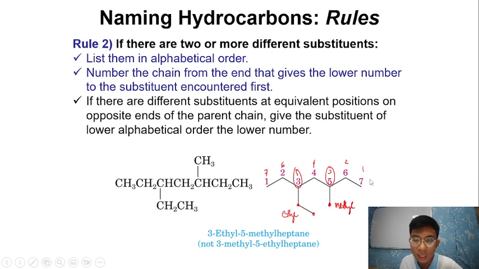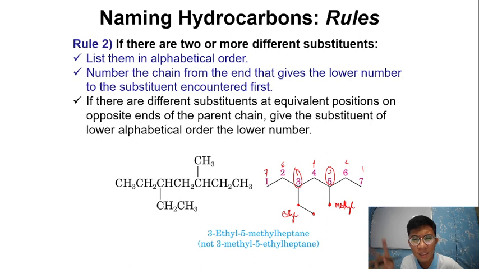Oh, yun pala, nakalimutan natin. Ilan yung carbons sa parent? So, 7. So, hep. And dahil naman pinag-uusapan natin ay mga alkanes, ang alkane na pinag-uusapan natin dito ay heptane. So, that's why the name is 3-ethyl-5-methylheptane. Okay? So, ito, mali yan kasi ang mali dito is yung alphabetization. Okay? So, that's rule number 2.